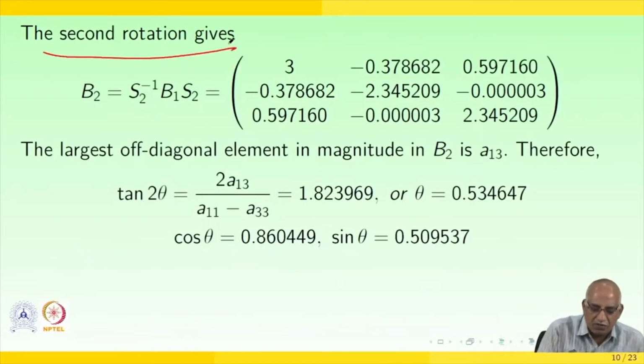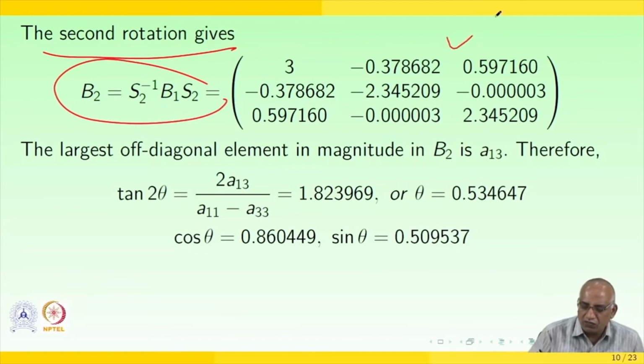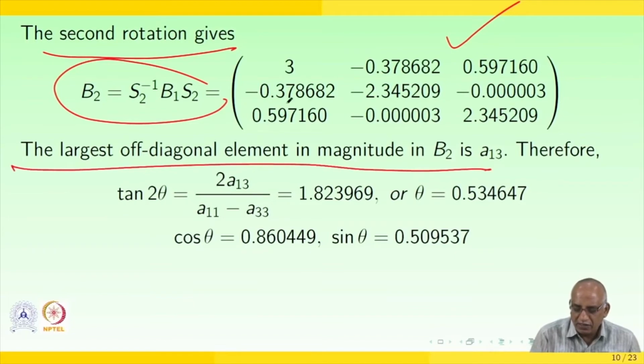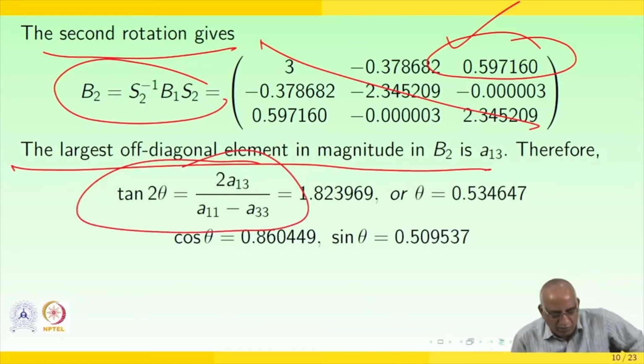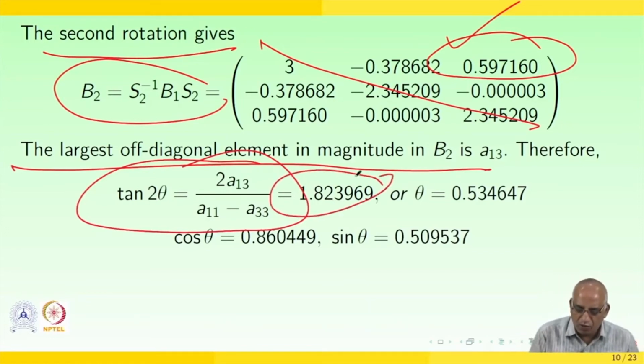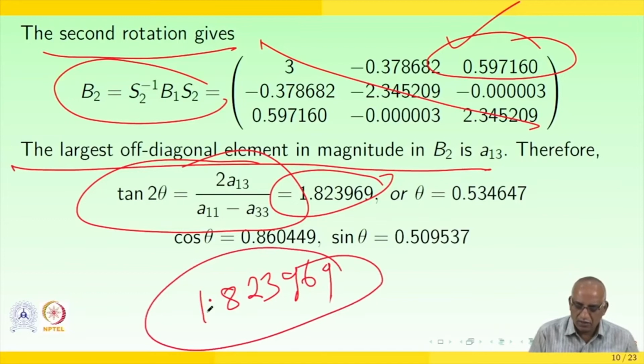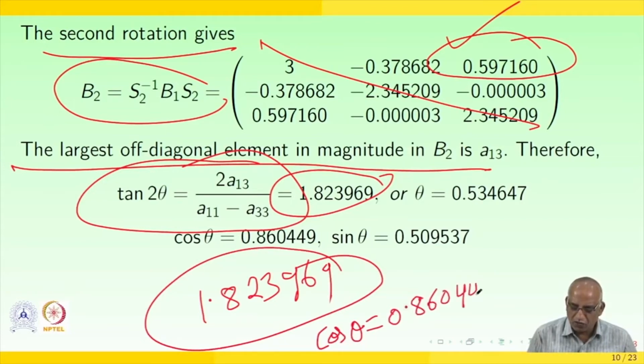The second rotation gives B2 equal to S2 inverse B1 S2, which will be in this form. The largest off diagonal element we want is A13, other than the main diagonal. Therefore, we will write tan 2 theta as 2 times A13 upon A11 minus A33, which turns out to be 1.823969. So, cos of theta is equal to 0.860449.